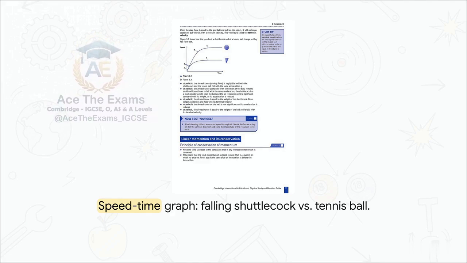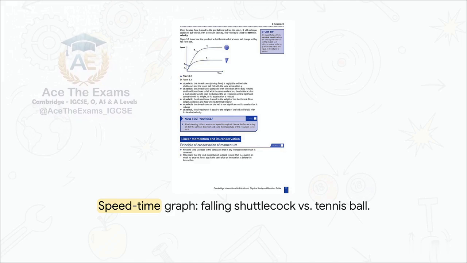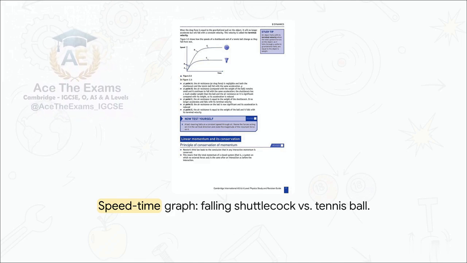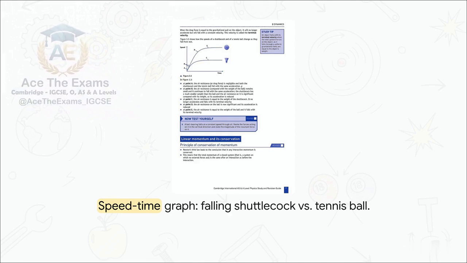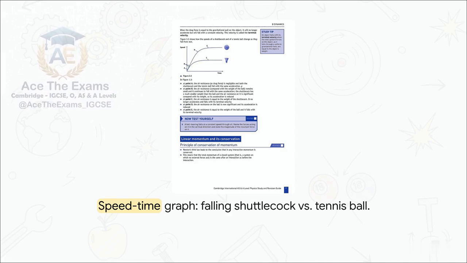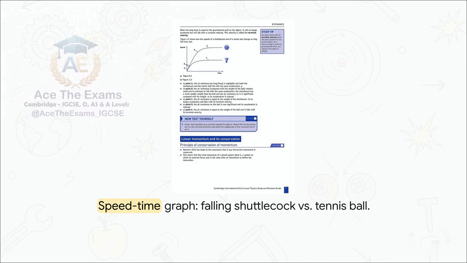When they are first dropped from rest, both the tennis ball and the shuttlecock have the exact same steepness, the exact same initial acceleration, which is gravity, but almost immediately their paths diverge. Why? What is the trend? The trend is that the shuttlecock's acceleration decreases much faster than the tennis ball's. Time's up. If you spotted that, you are thinking like an examiner.